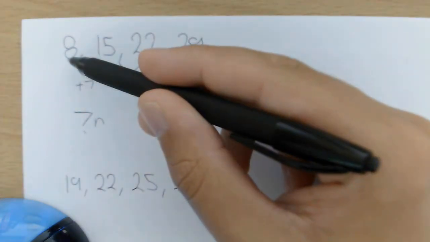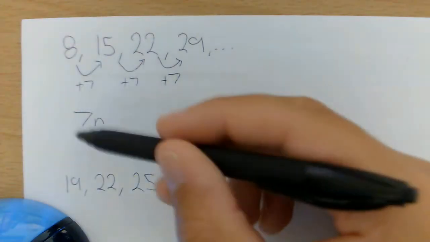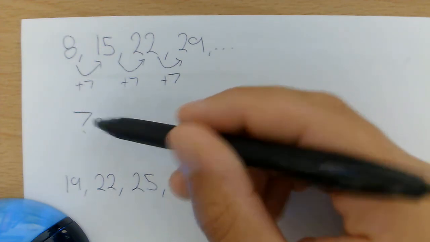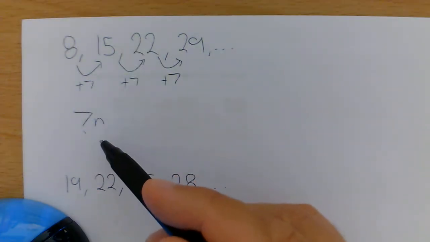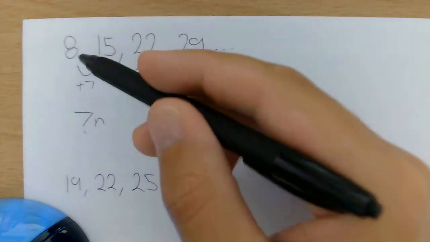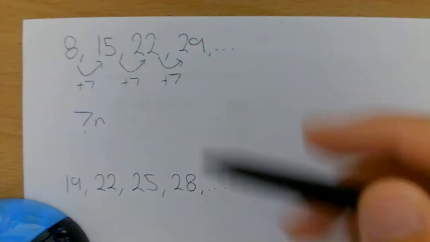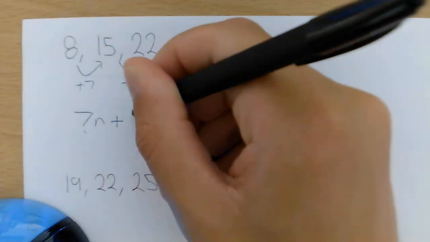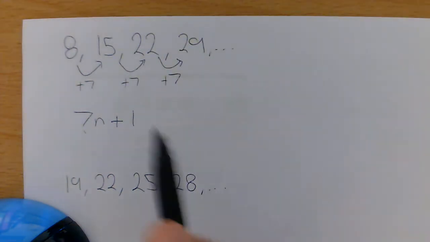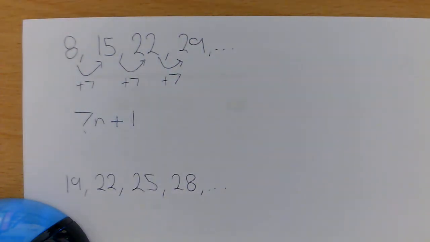So our first term is 8. This is term number 1, so we'd replace the n with a 1 here. We do 7 times 1, which just gives us 7, and we have to work out what we have to add on to 7 to get to 8. Well, it's just going to be 1. So our nth term for this first sequence is 7n plus 1.